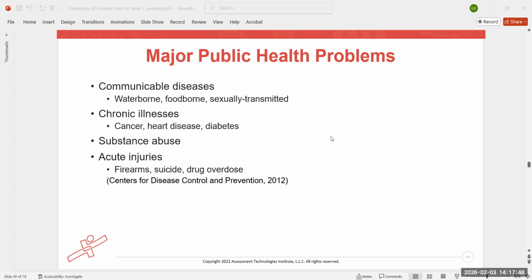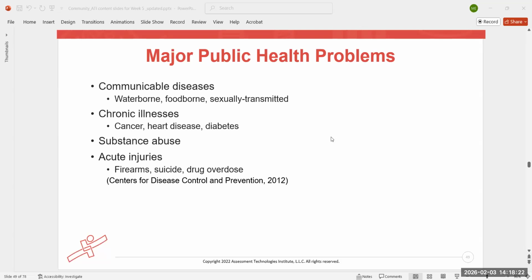There are some things that attribute to major public health problems. One being communicable diseases, and these diseases can be waterborne, foodborne, sexually transmitted. We want to know populations at risk. So these are our young kids, older adults, clients who are immunosuppressed, clients who have a higher risk lifestyle, healthcare workers, or people who travel a lot.